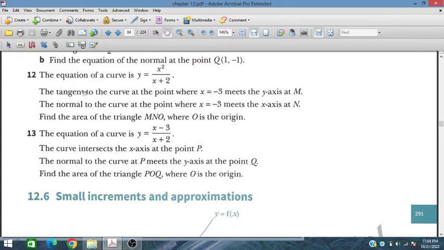The equation of the curve is this: the tangent to the curve at the point where x is equal to minus 3 meets the y-axis at point M, and the normal to the curve at the point where x is equal to minus 3 meets the x-axis at N. Find the area of the triangle MON where O is the origin. So this is a very good problem.